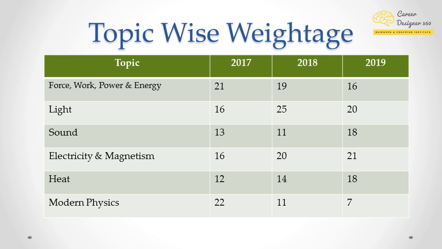Electricity came for 16 in 17, and in 2018 it came for 20 marks, and in 2019 it came for 21 marks. So coming to heat, it came for 12 marks in 2017 and 14 marks in 2018 and 18 marks in 2019. Coming to modern physics, which consists of your radioactivity, 22 marks in 2017, 11 marks in 2018 and 7 marks in 2019.